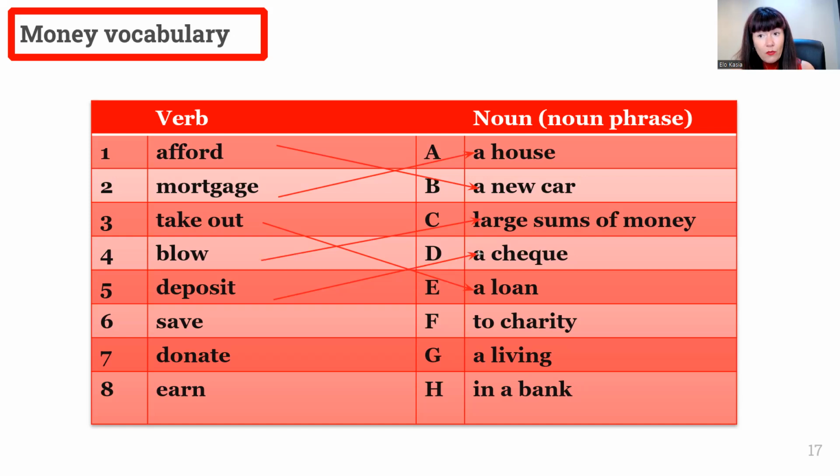Save. Where do we save? Yes, we save money in a bank. Donate. What do we do? Donate to charity. You can donate money to charity. Okay. And then what do we earn? Yes, you can earn money, of course. You can earn large sums of money as well.